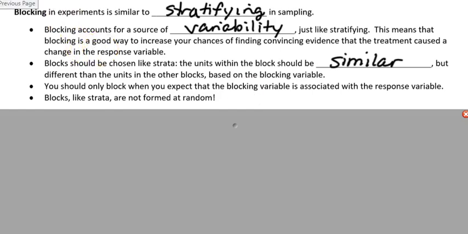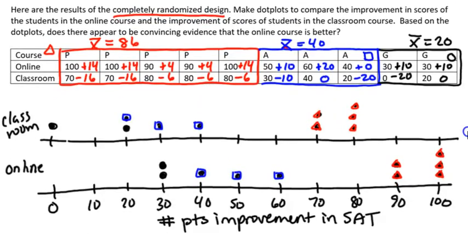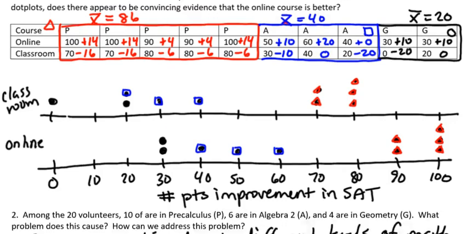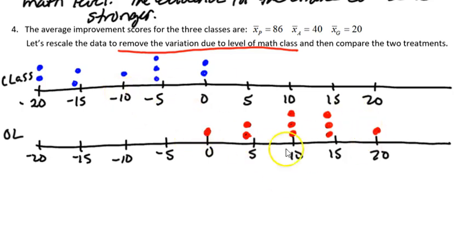So referring back to our previous example, we didn't see convincing evidence when we threw all of our groups together, as we did when we separated them out. When we separated them and just compared within each block, we ended up with very convincing evidence, where that variability had been completely removed due to blocking.